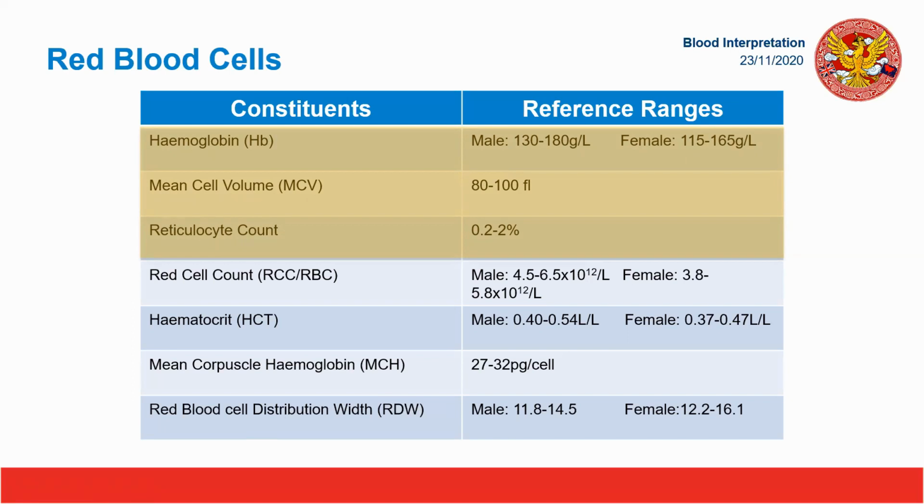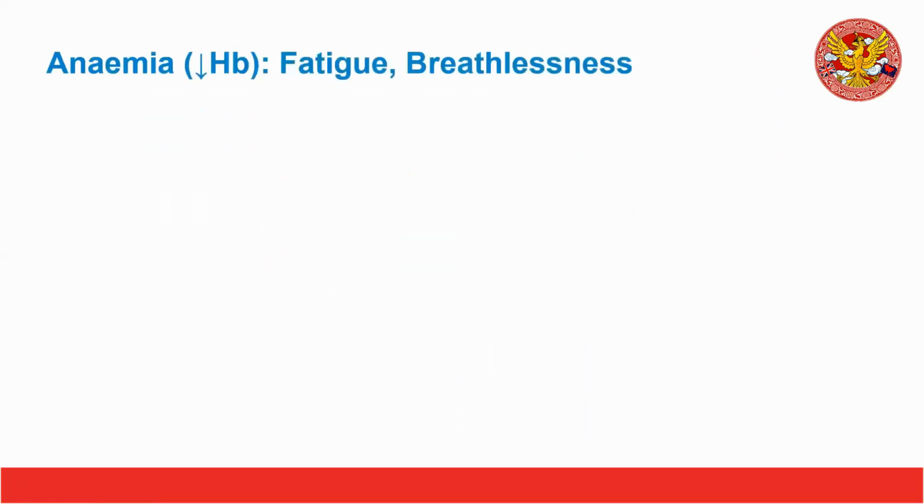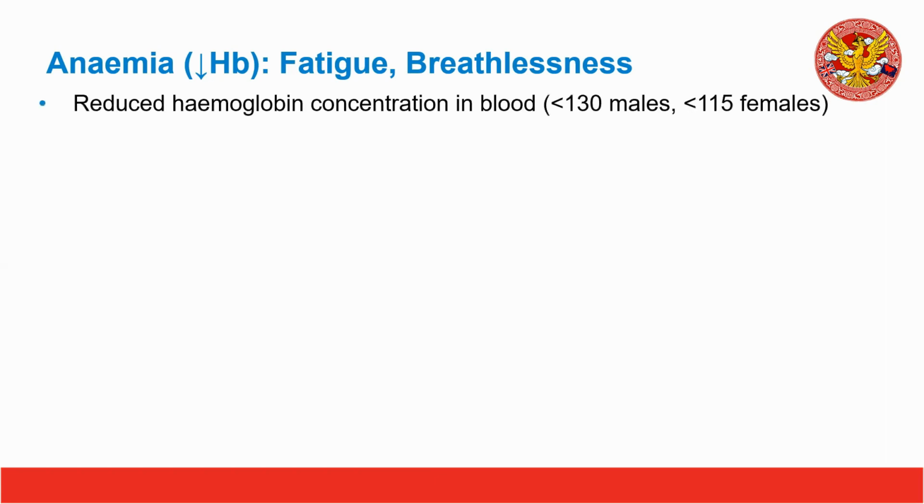Okay, so as I mentioned, the first three are the most important, and we're going to try and interpret different things based on these results. So anemia, probably one of the most recognizable conditions from the full blood count. That is a reduction in hemoglobin, and the patient typically presents feeling breathless and fatigued. According to a blood test, the definition of anemia would be a reduced hemoglobin concentration, less than 130 in males and less than 115 in females.